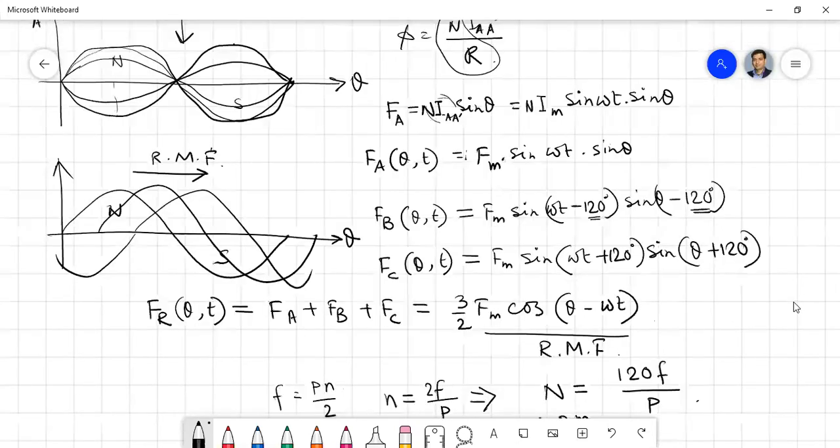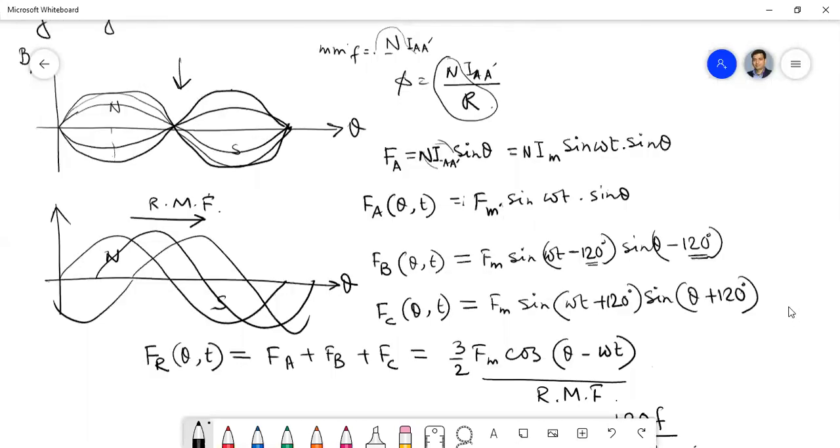You don't have any question? Have you understood the rotating magnetic field? If you have understood, then tell me, this is one way to produce a rotating magnetic field. Now tell me another way by which we can produce a rotating magnetic field. An easier way than this.